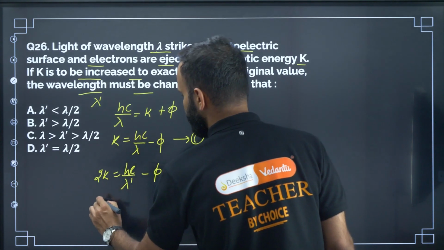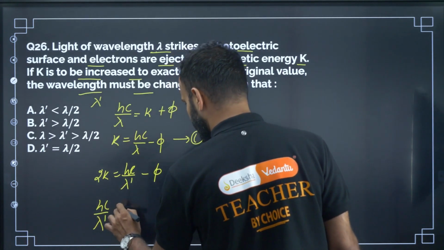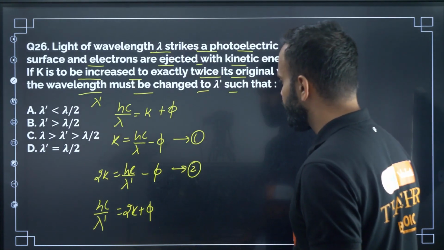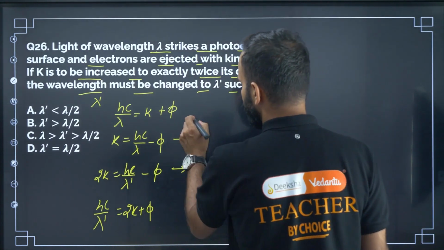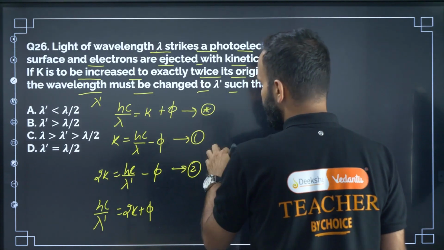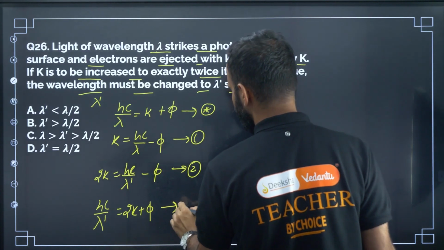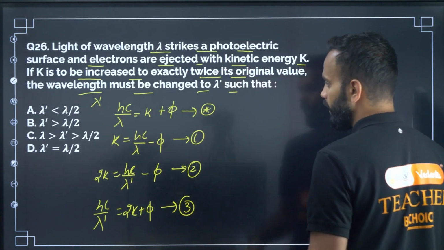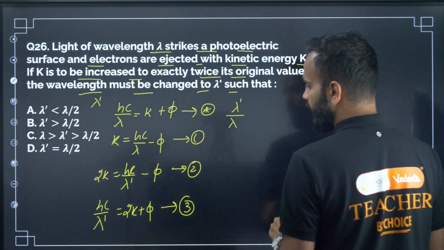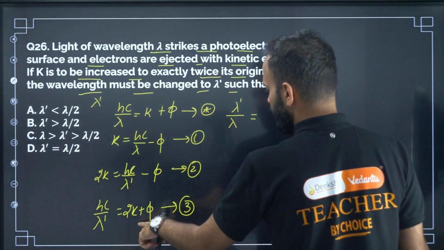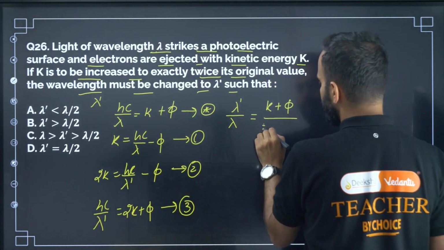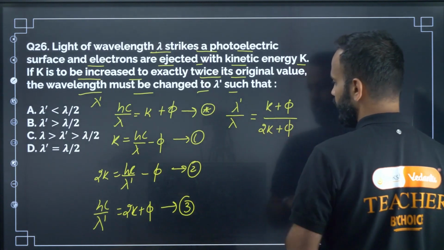We can rewrite this equation as hc by lambda dash equal to 2k plus phi. So now divide the first equation, the equation star, by this equation 3. So lambda dash divided by lambda is equal to k plus phi divided by 2k plus phi.